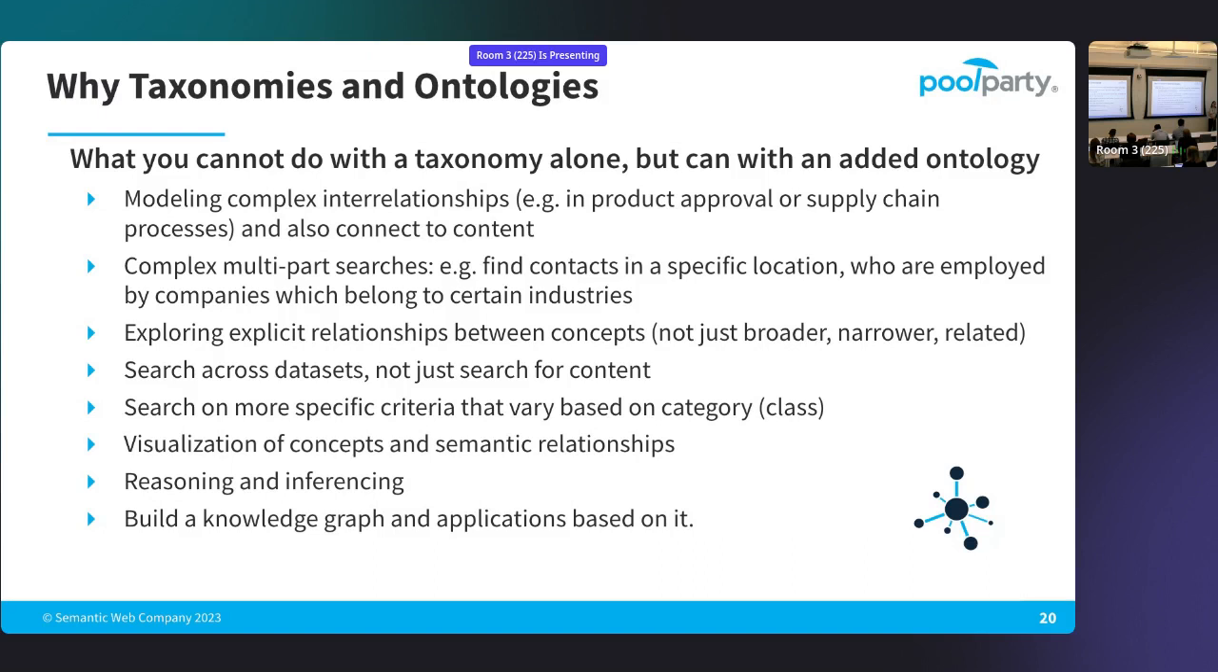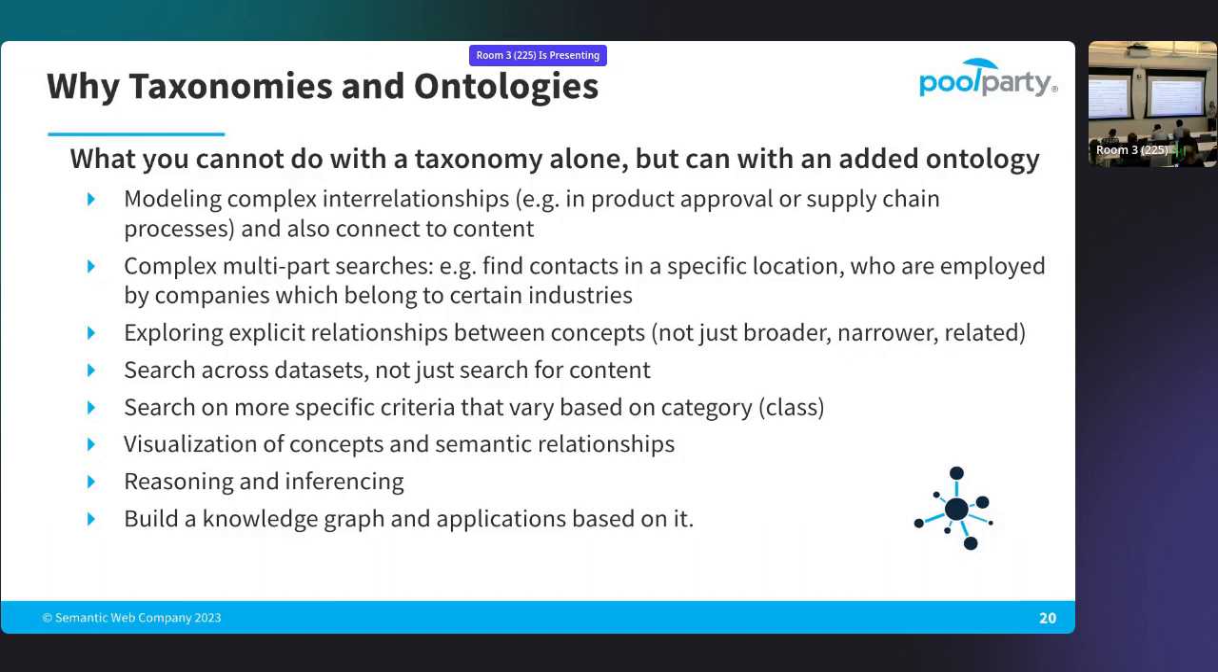Yeah, search on more specific criteria that may vary based on a category or class. So classes have multiple purposes. It's not just to figure out what semantic relations we're going to have. If we define classes, we can focus certain other activities based on classes. Of course, visualization is nice. And I showed you something already, a visualization of semantic relationships. It's to get an overview, an overall picture. It's concrete, but that's still something you can get with ontologies and taxonomies alone.